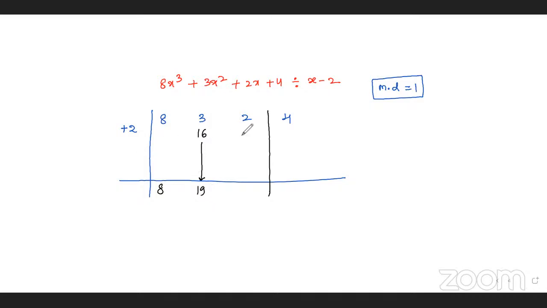So 19 into 2, that is 38. So we are getting 40. And 40 into 2, that is 80. So 80 gives how much? 84. So whenever you are dividing this part by the main divisor, you can put the zeros.